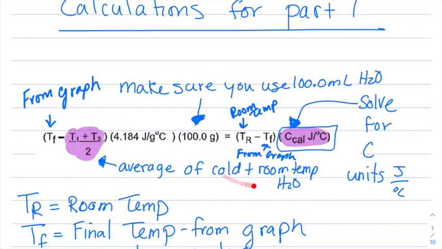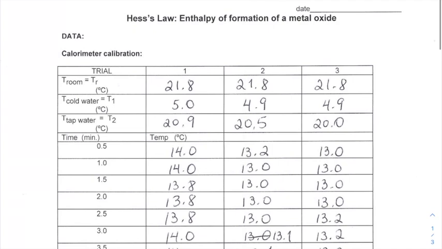On the right-hand side, TR minus TF. TR right here is your room temperature, and that is coming right up here, your room temperature.